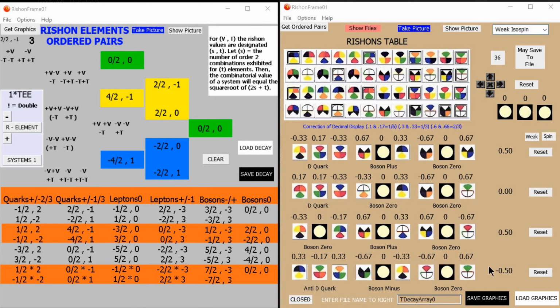And so there we have a description of the electric charge, spin, and weak isospin, as the composition of the rishons gives a consistent accounting according to the standard model.